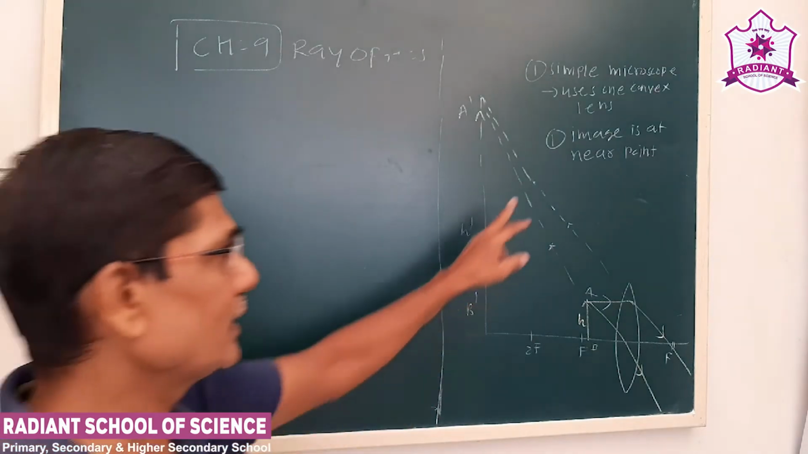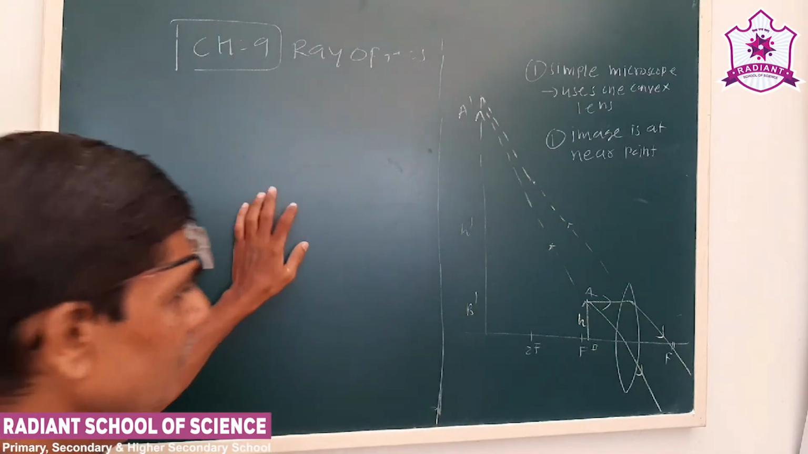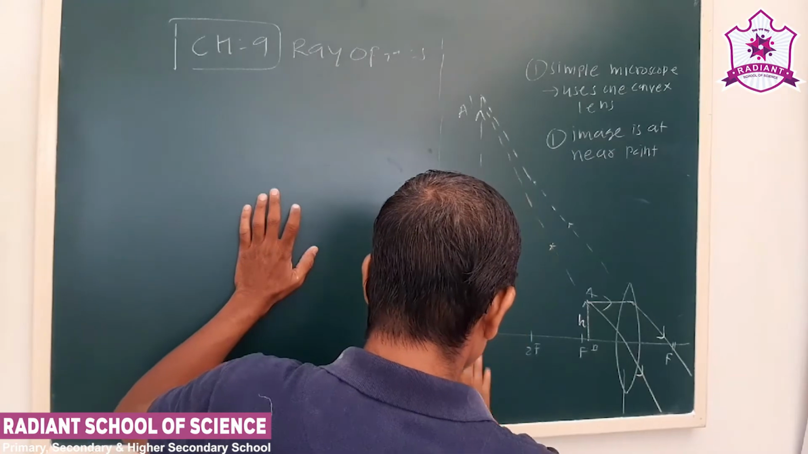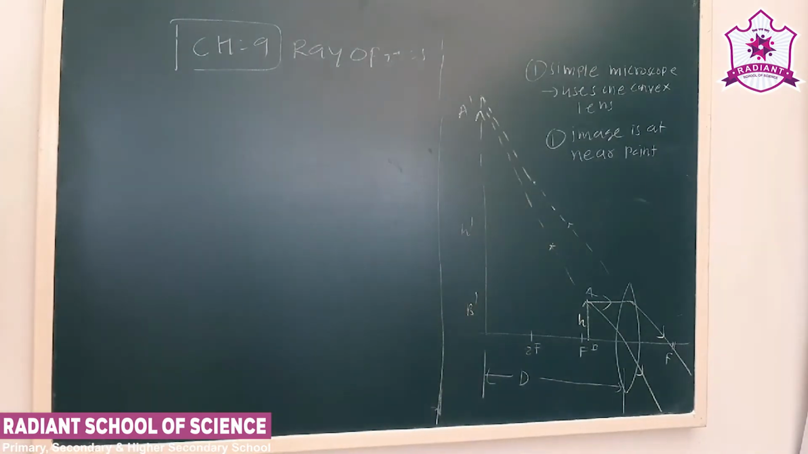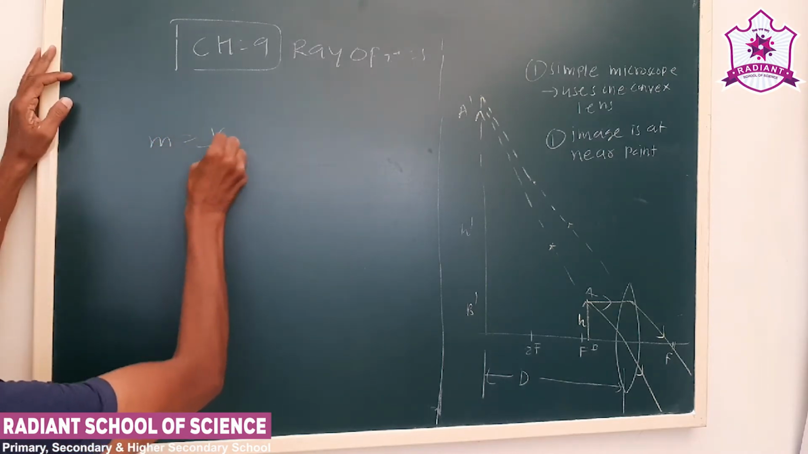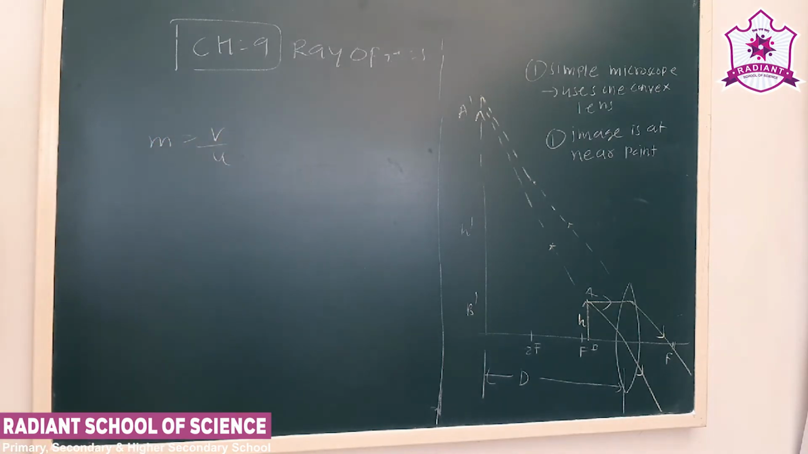Now here we assume that the image is at the near point. The near point we call as D. Now we have to derive the equation for the magnification. Now see here, magnification due to lens is m is equal to v by u. Okay, m is equal to v by u.